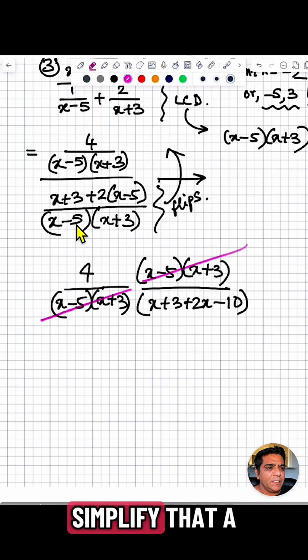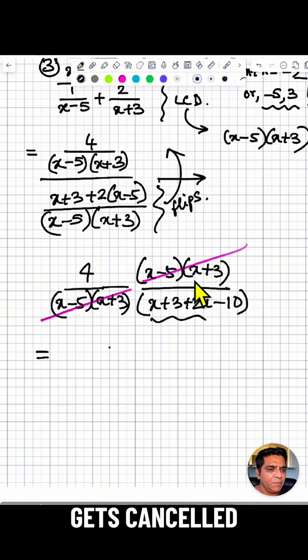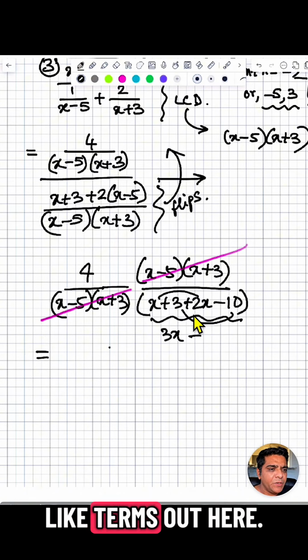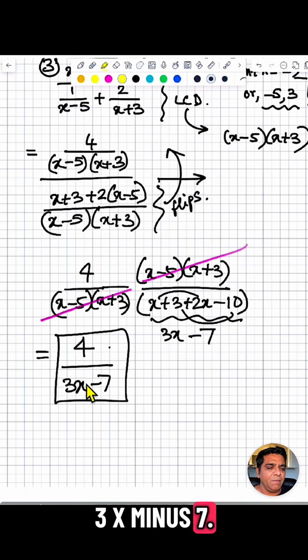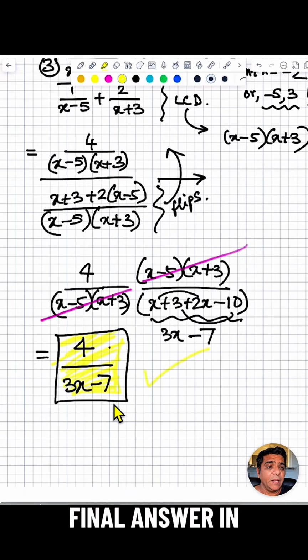So now we can simplify that a little further, and you can see a bunch of stuff gets cancelled. Combine your like terms out here, and you get 4 divided by 3x minus 7. That is our final answer in this case.